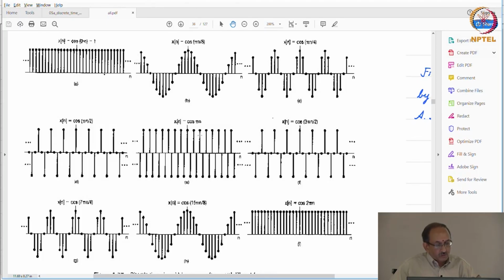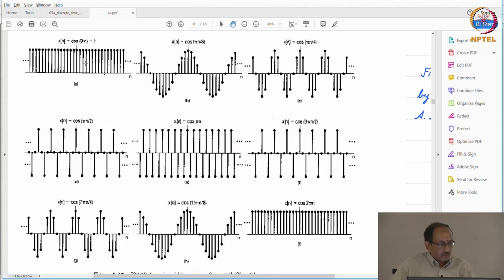And now, omega naught keeps on increasing beyond pi, and this is cos 3 pi n by 2, and this is further increase in omega naught numerically. So, this is cos 7 pi n by 4, this is cos 16 pi n by 8, and clearly you see beyond pi the rapidity of the oscillations slows down, and when you hit 2 pi you are back to where you started off, namely omega naught equal to 0.